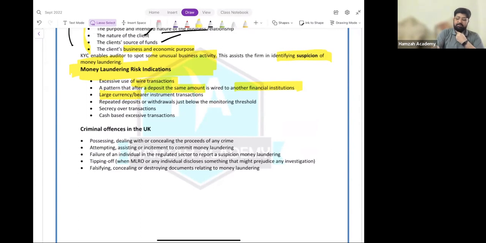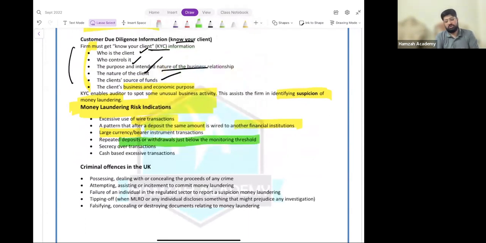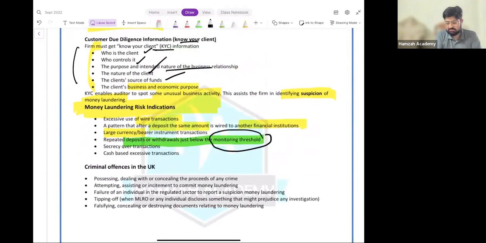The next is repeated deposits or withdrawals just below the monitoring threshold. Now, what is a monitoring threshold? Every country has a limit of transaction amount. Above that limit, transactions are monitored and may be audited. For example, in my country, that is around $6,000. All transactions above $6,000 are automatically selected, and they can be audited.